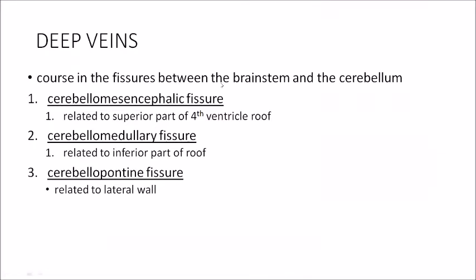Deep veins course in the fissures between the brainstem and the cerebellum. They are divided into three groups: veins lying in the cerebellomesencephalic fissure, a group of veins lying in the cerebellomedullary fissure, and a group of veins lying in the cerebello-pontine fissure. We have to keep in mind that the vein of the cerebellomesencephalic fissure and the veins of the superior cerebellar peduncle both lie in this region. There are two different groups lying in this region. It is related to the superior part of the fourth ventricle roof.